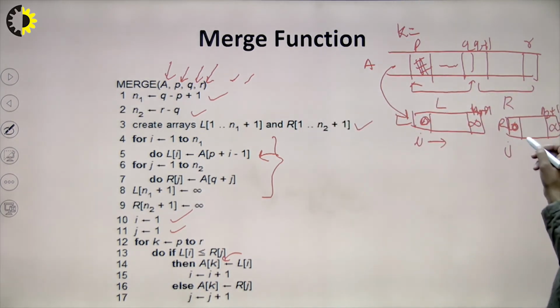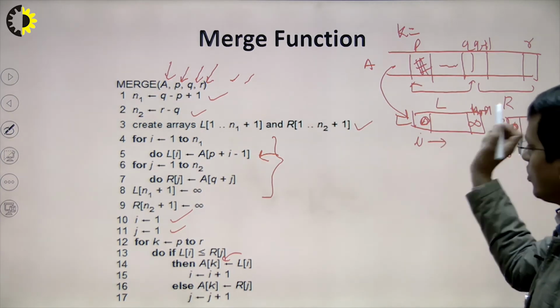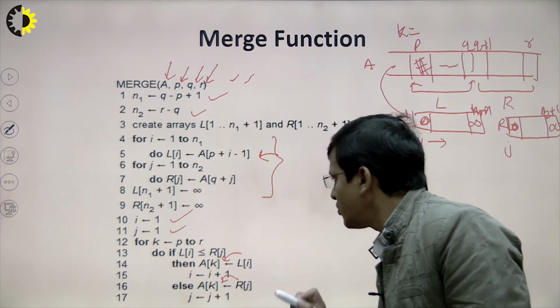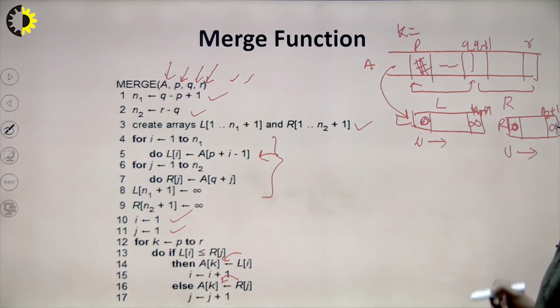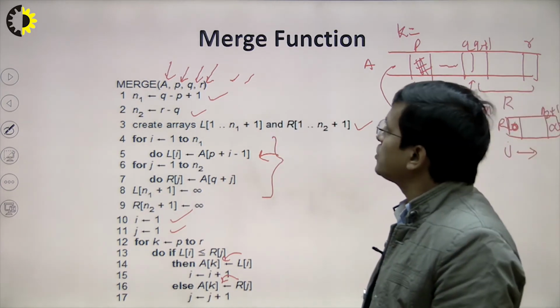In case, after comparison, the right element is smaller than the left one, we place the right value in the original array and then increment the value of J. So this is the overall concept, and we can also see the complexity.